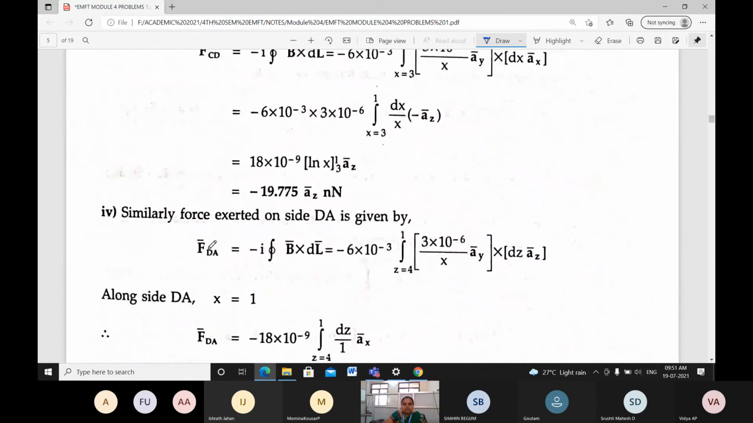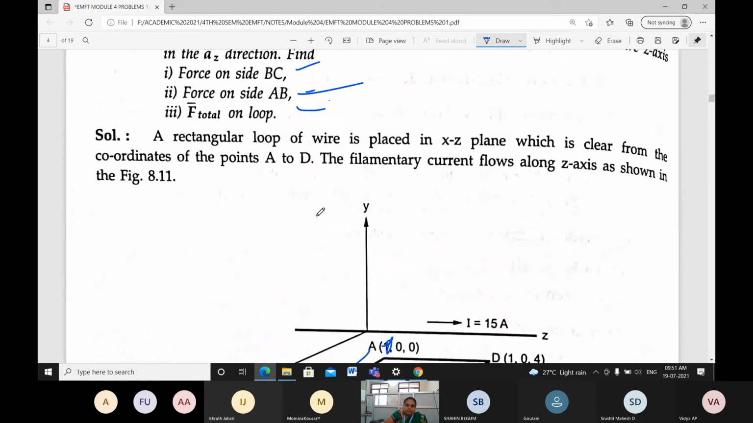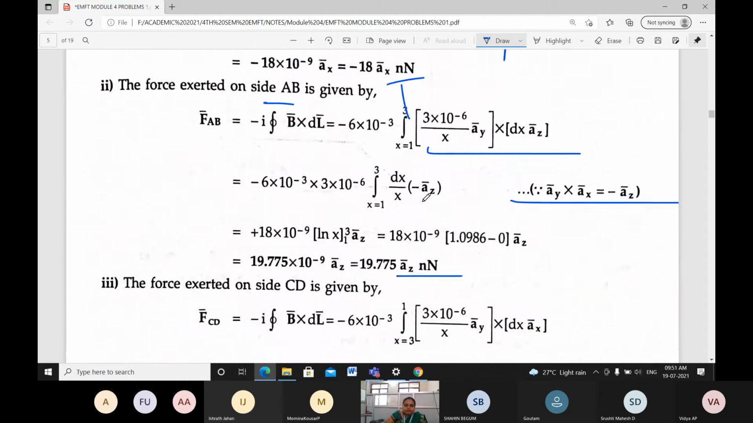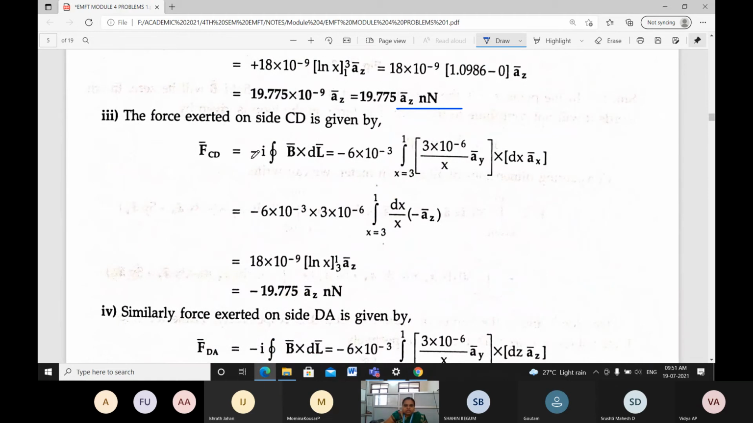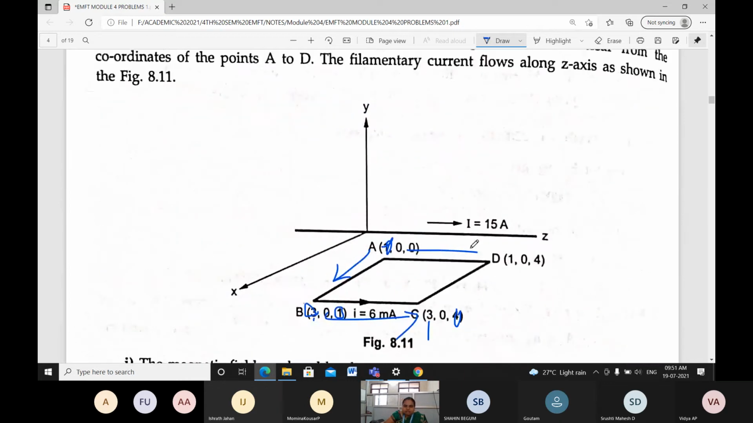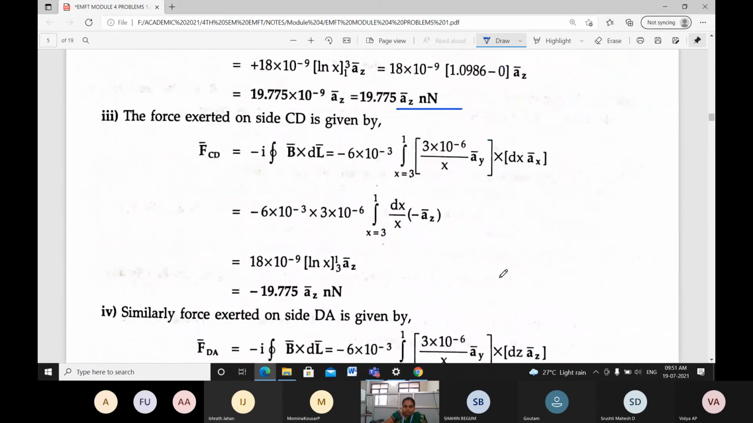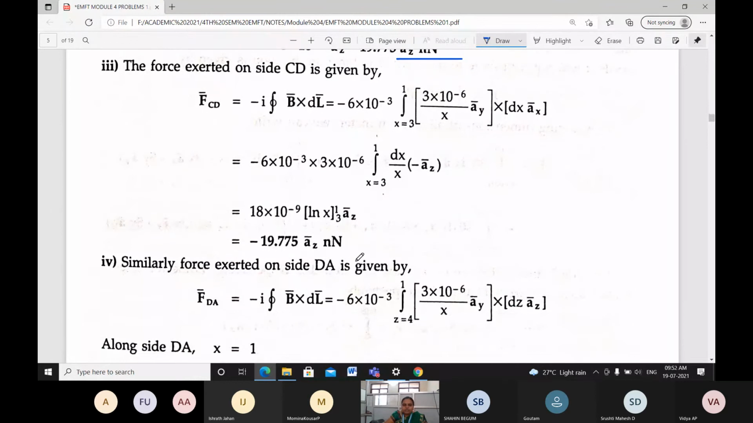Then what do we want? We want the total. For that reason, we will now calculate the force exerted on side CD and DA. At CD, it is minus I integration B cross DL at this point, where X is varying from 3 to 1, and the remaining stays as it is. Again go for the same steps.